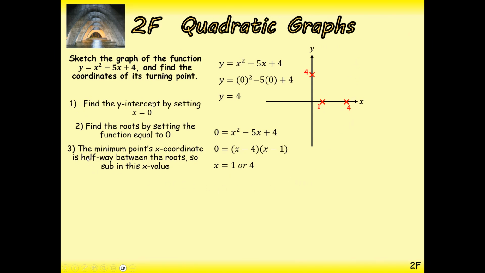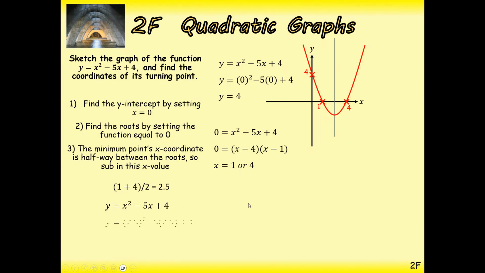Then we've been asked in part 3 to figure out the minimum point, or rather the turning point. For this part you could complete the square and figure out what the value is, but a quicker way to find the minimum point is taking the roots, adding them and dividing by 2. Notice the roots here are 4 and 1. If we add them and divide by 2, we get 5 over 2, which is 2.5.